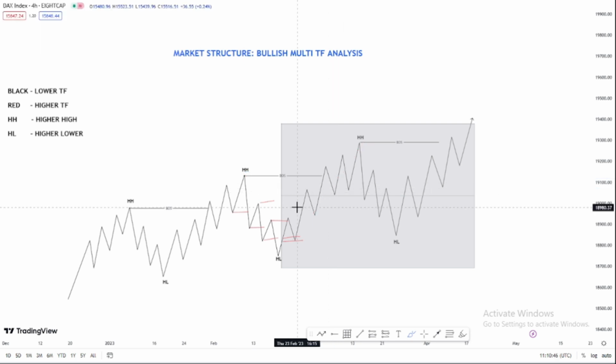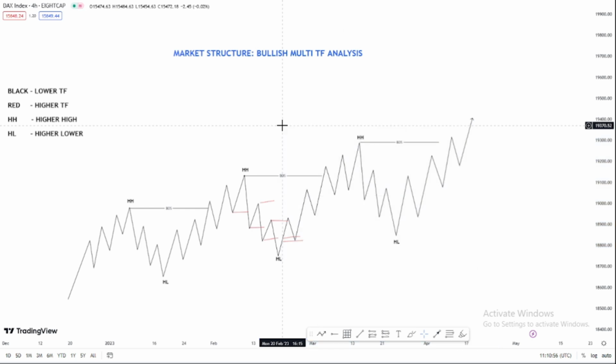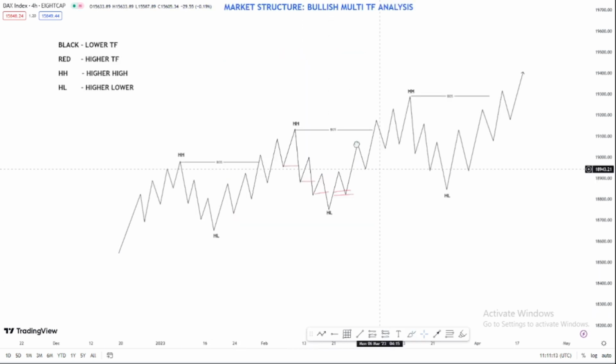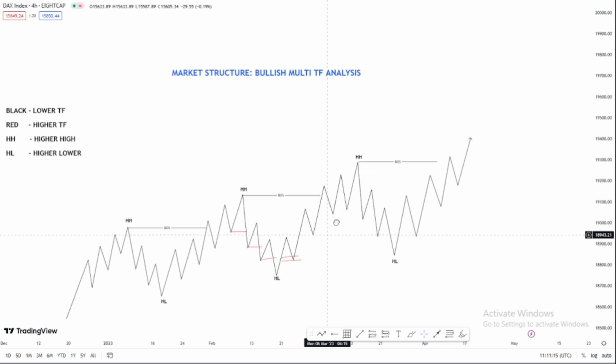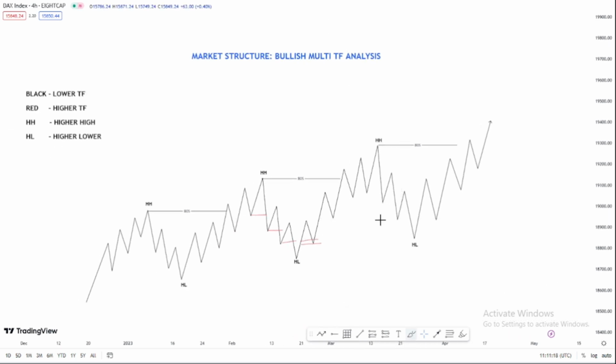So that's what it means by multi-time frame analysis. You need to understand what's happening in a bigger time frame, and then obviously you also need to understand what's happening in a smaller time frame, right? So let's say now the market played out accordingly, broke structure again on a bigger time frame. We broke structure again. The market is in a bearish, I'm sorry, it's in a bullish market structure, right? It's pushing to the upside.